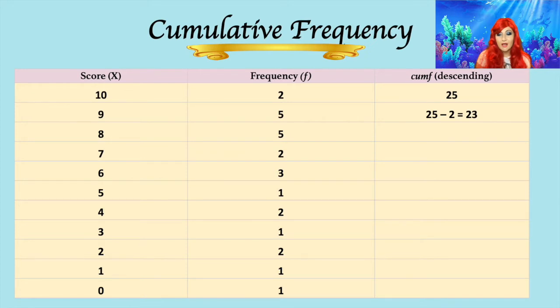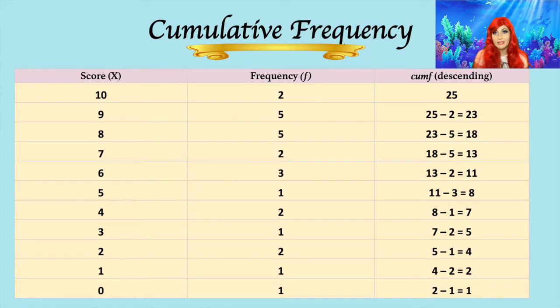The frequency that I need to subtract from 23 is 5. So all you're doing is going straight down the line. 23 minus 5 gives us 18. I'm going to continue. 18 minus 5 is going to give me 13. 13 minus, now I have the number 2 here, is going to give me 11. 11 minus 3 is going to give me 8.